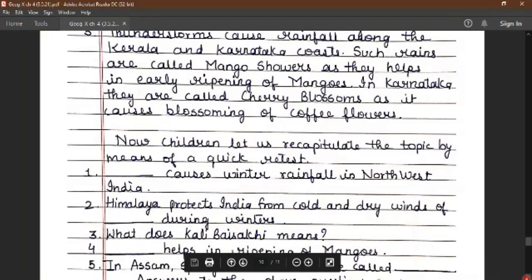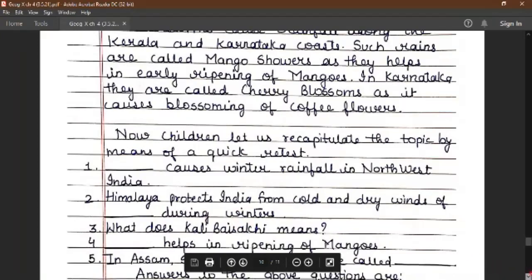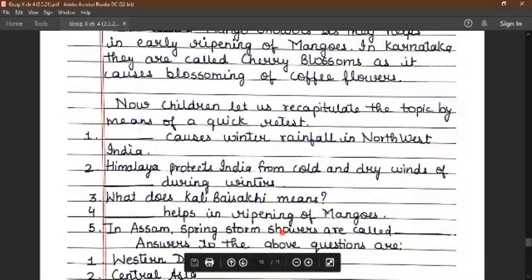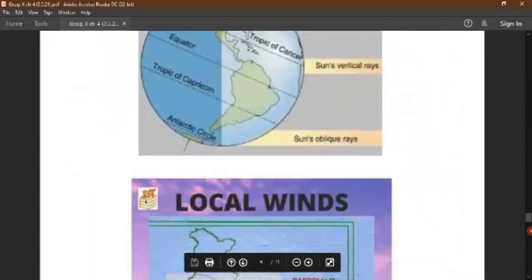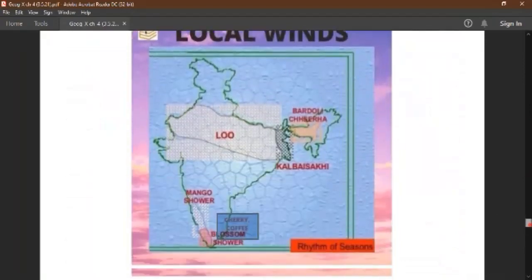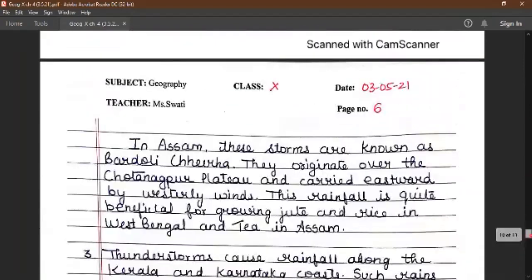Number 3. What does Kal Besakhi mean? Number 4. Dash helps in ripening of mangoes. Number 5. In Assam, spring storm showers are called dash.